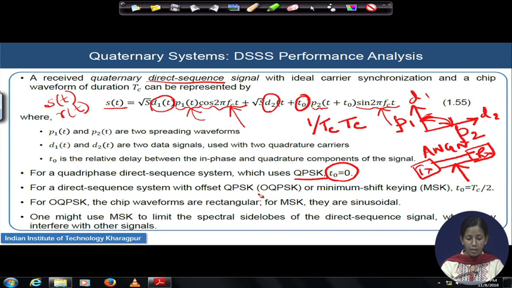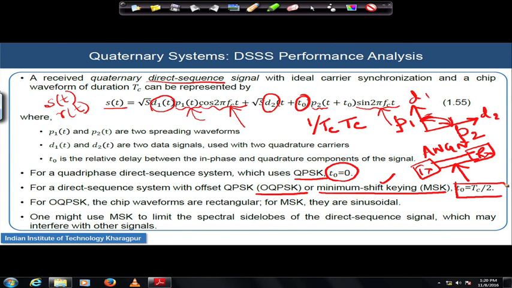But if you utilize offset QPSK or minimum shift keying, MSK, which is a very popular scheme for frequency hopping spread spectrum communications, then this value of T0 will be equal to Tc by 2. So, for QPSK it is 0, but for MSK it is Tc by 2, and for orthogonal QPSK also it is Tc by 2. So, you would like to choose the QPSK communication over others, but remember the chip waveforms that we usually prefer to utilize.